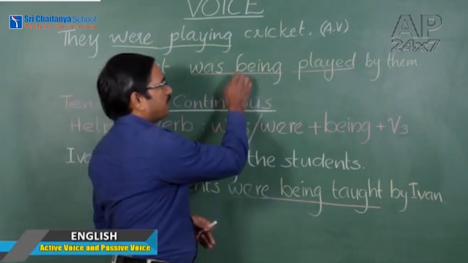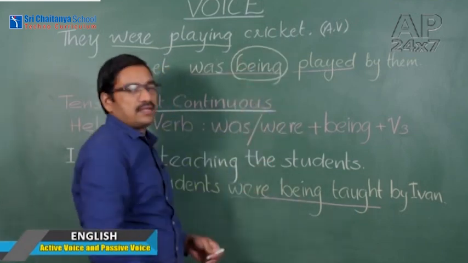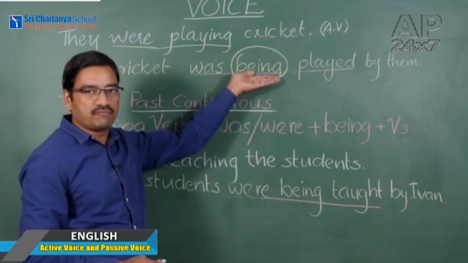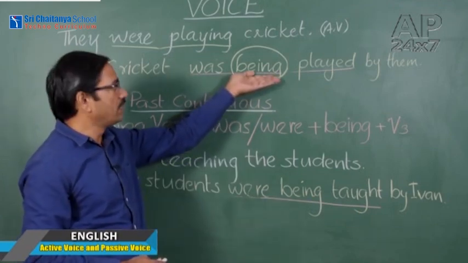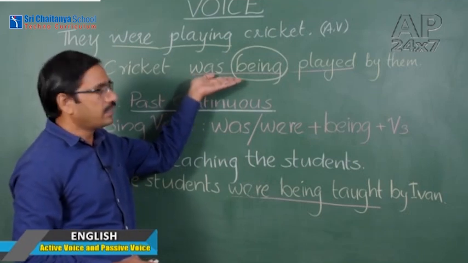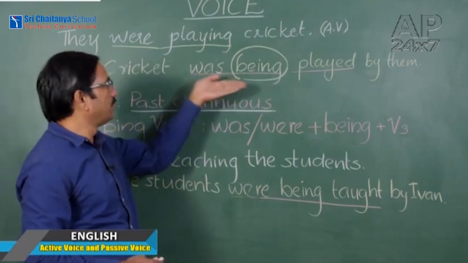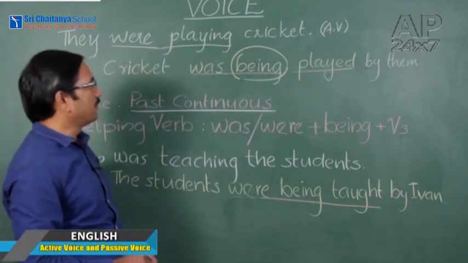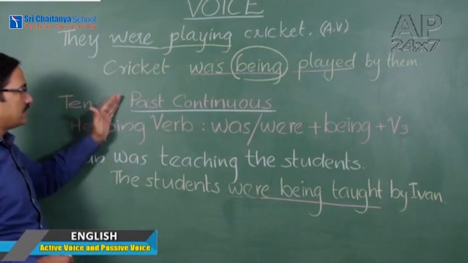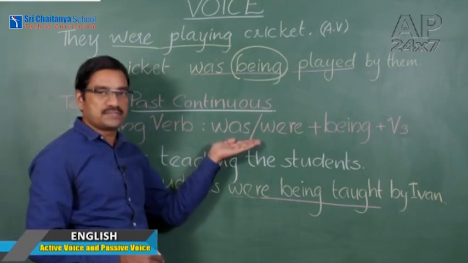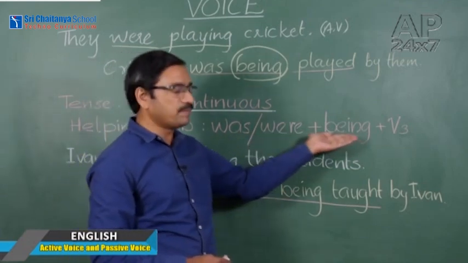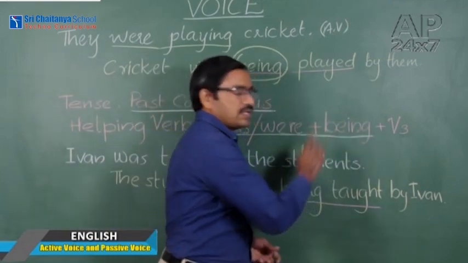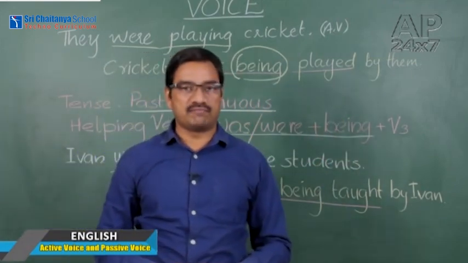So as we discussed already, for present continuous tense, the word being, the be form, is introduced to show that the active voice is in the continuous form, and the was shows it is past tense and being shows it is the continuous form. So cricket was being played by them. So that is a passive voice of past continuous. So the tense is past continuous and the helping verbs used were was, were plus being and V3. So this was, were plus being shows it is a past continuous tense active into passive.